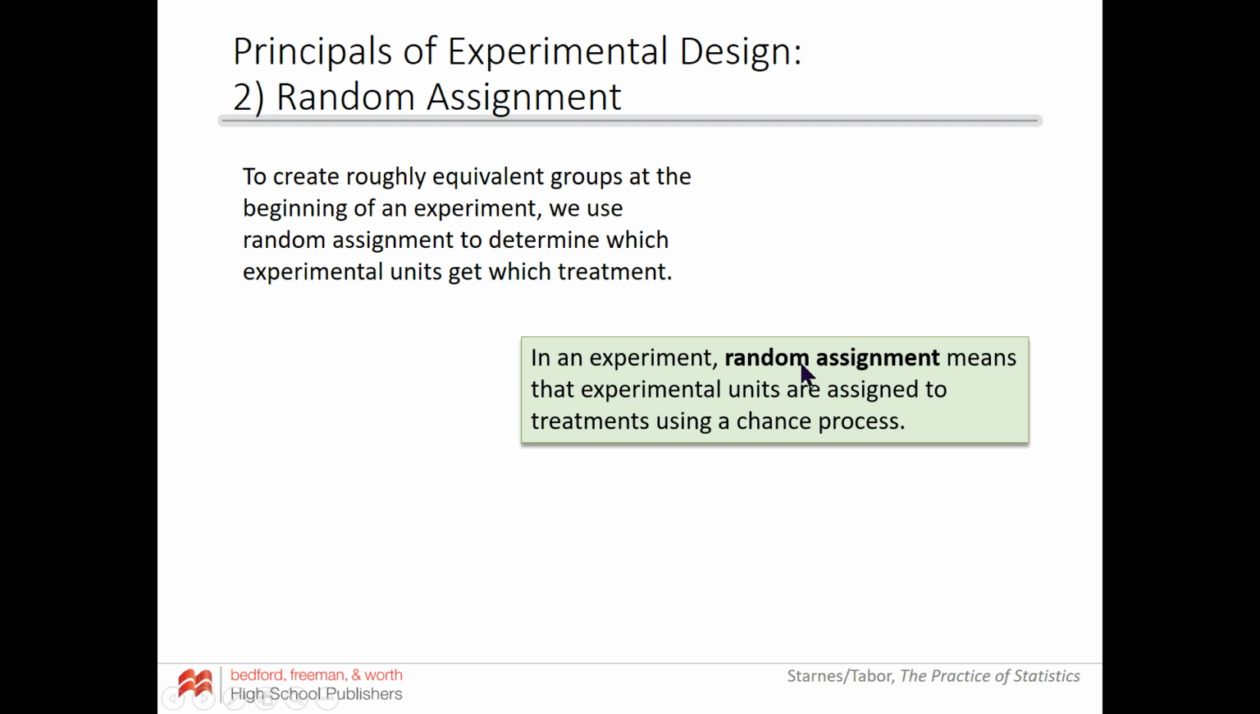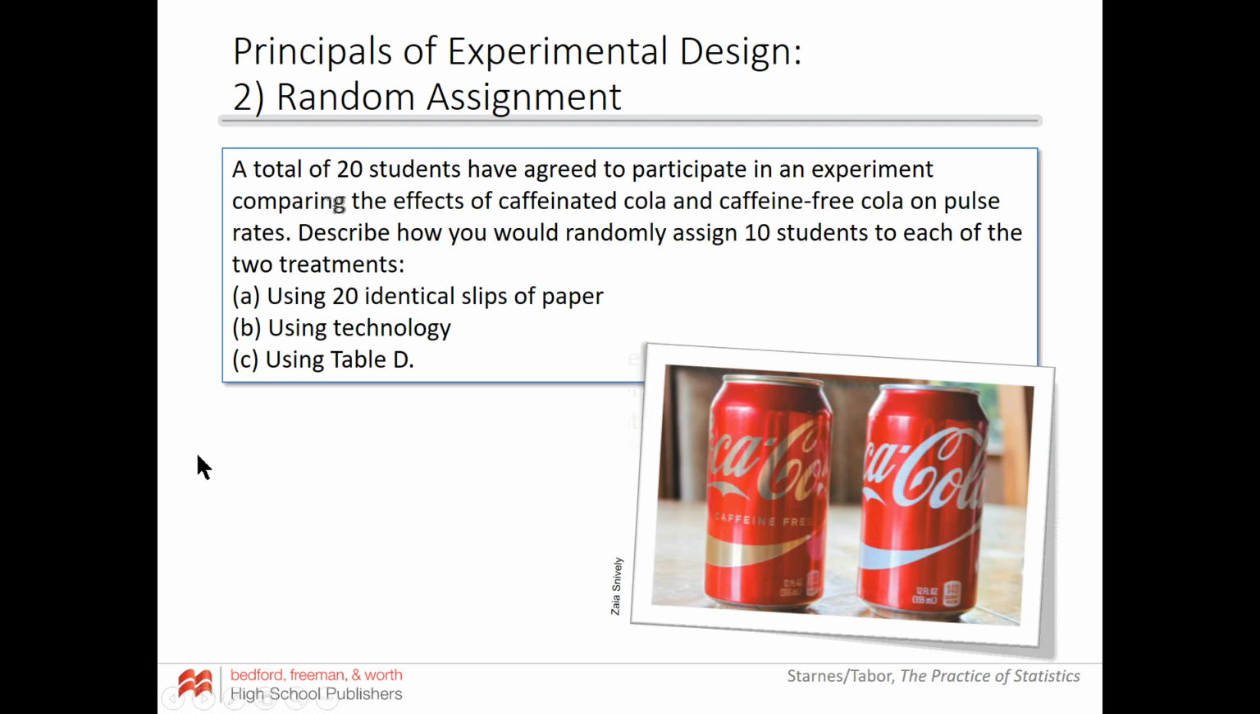So random assignment means that experimental units are assigned to treatments using a chance process. Let me show you what this looks like. Here's another example of an experiment. A total of 20 students have agreed to participate in an experiment comparing the effects of caffeinated cola and caffeine-free cola on pulse rates. Describe how you would randomly assign 10 students to each of the 2 treatments.